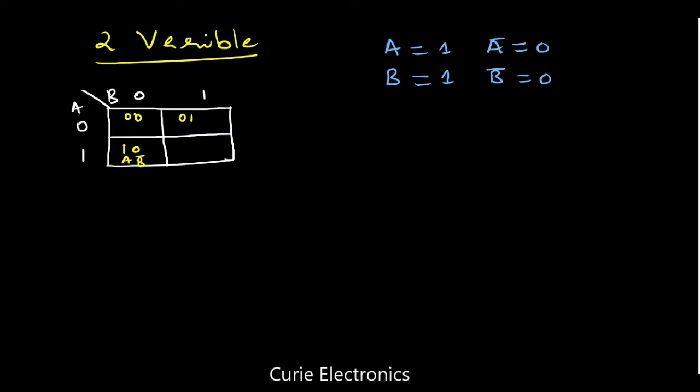And what is the last one? Horizontally 1, vertically also 1. So this is the Karnaugh map for 2 variables. Then what about the 3 variable? 3 variables you can draw in 2 ways.